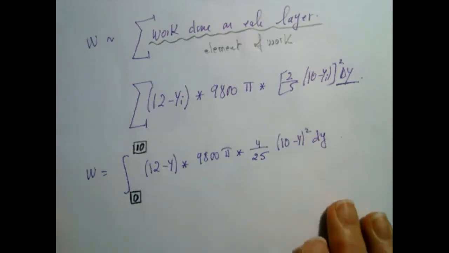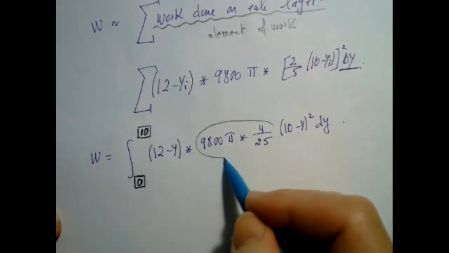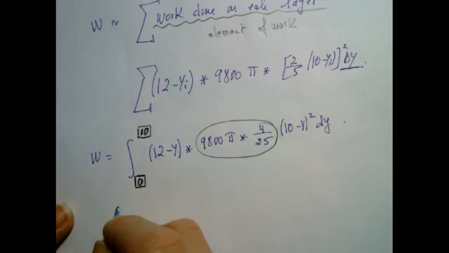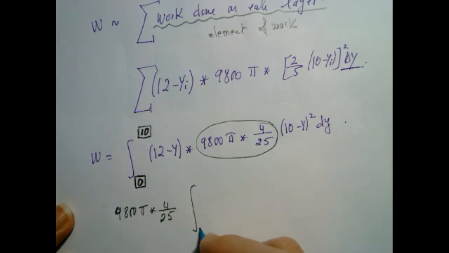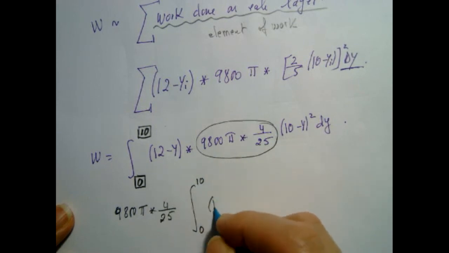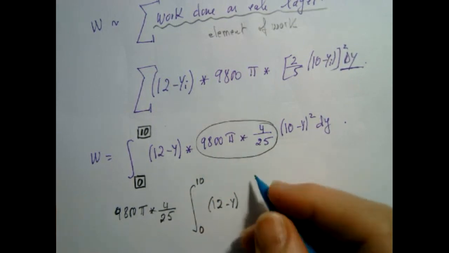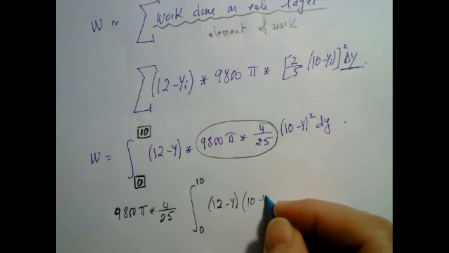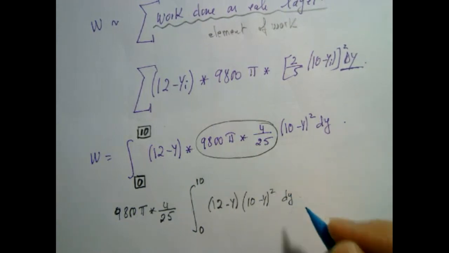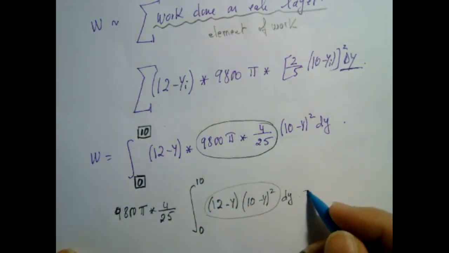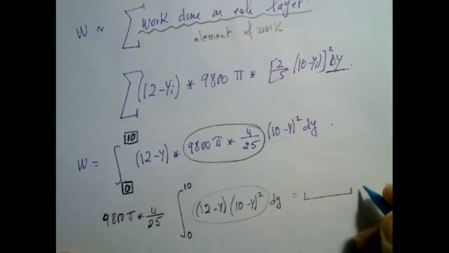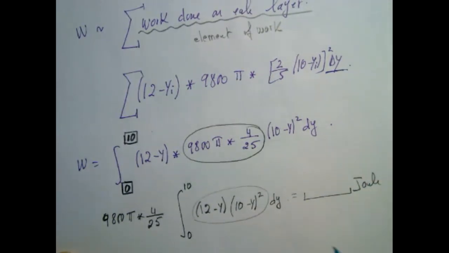Now the rest of the integration, I don't think it's hard. First, we take those out of my integral, times pi/25. And then I will be left with the integral from 0 to 10 of this quantity up down here. The only way to integrate this piece is by distributing and then finding the antiderivative. So you're going to get a number, and this will have to be in joules because that's usually our unit.